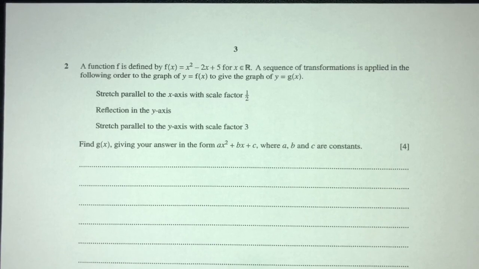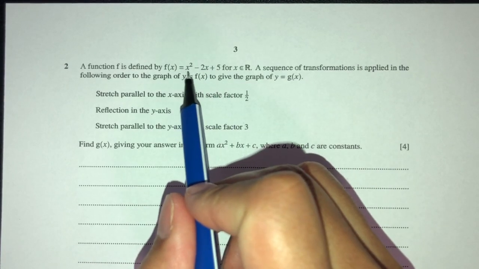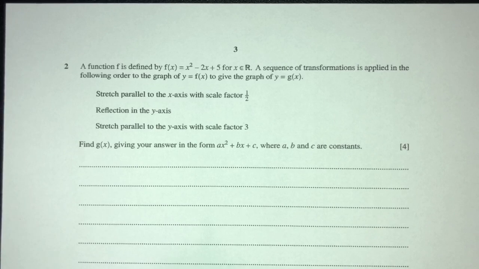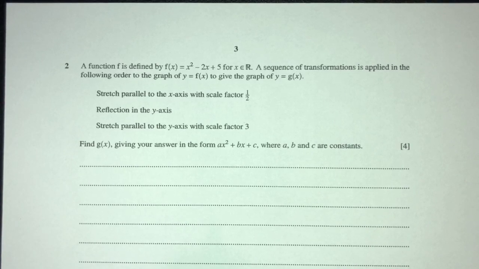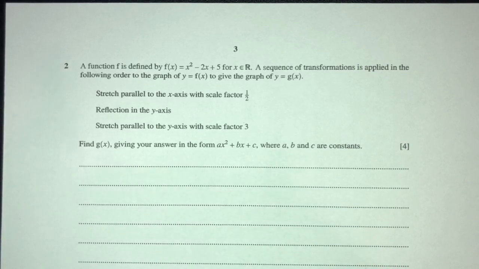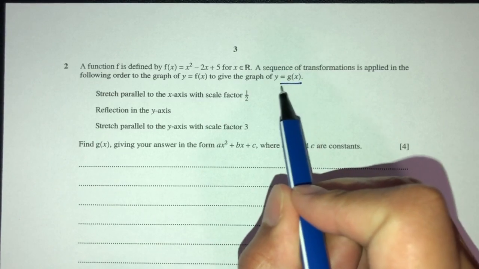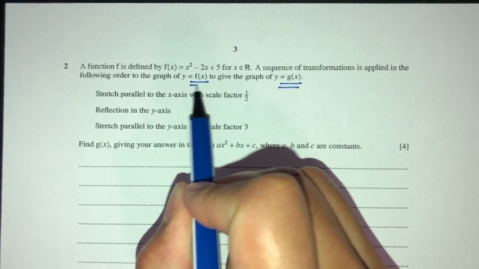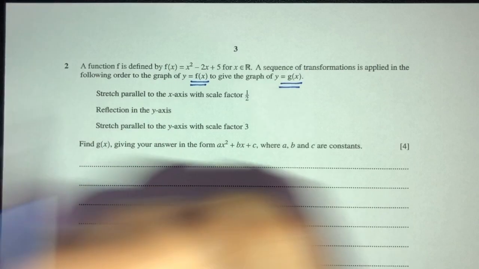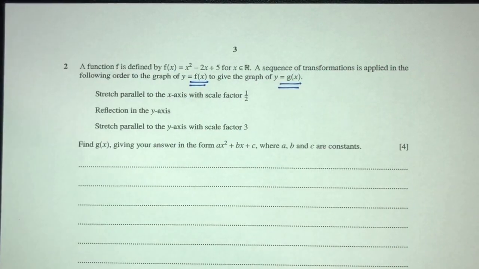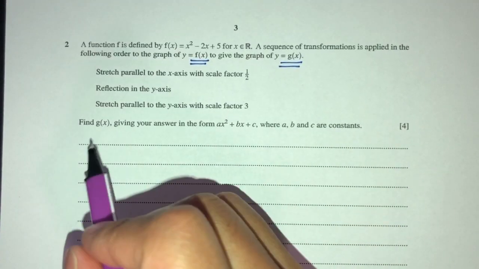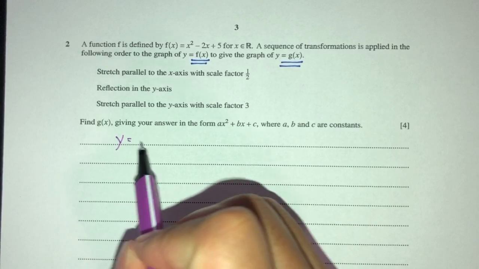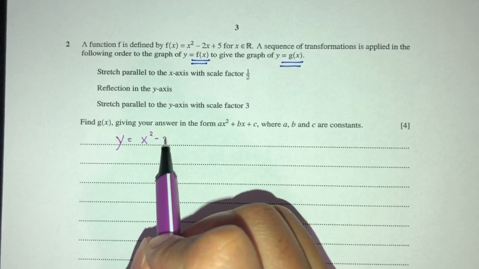So here we have a function f of x defined by this. Alright, cool. A sequence of transformations is applied in the following order to transform f of x to g of x. Okay, so from this we are going to transform this to this by applying these 3 transformations. Now at first we have what? At first we have y is equal to x squared minus 2x plus 5.